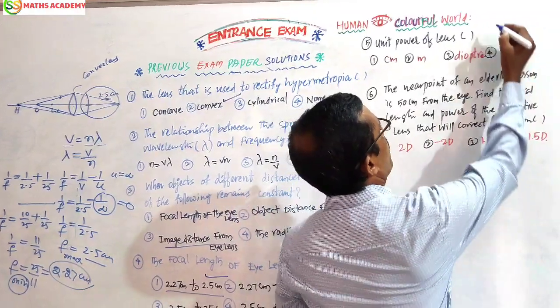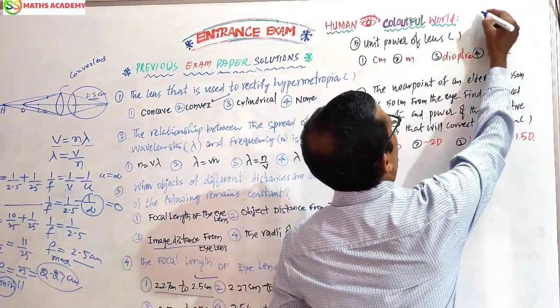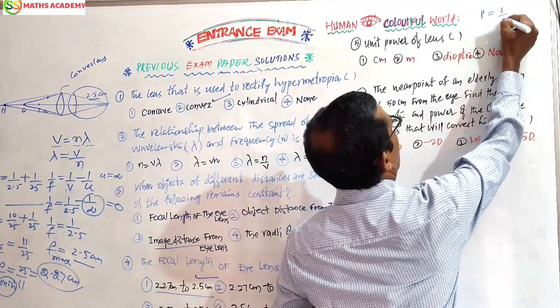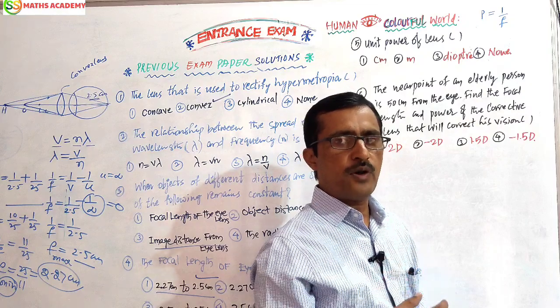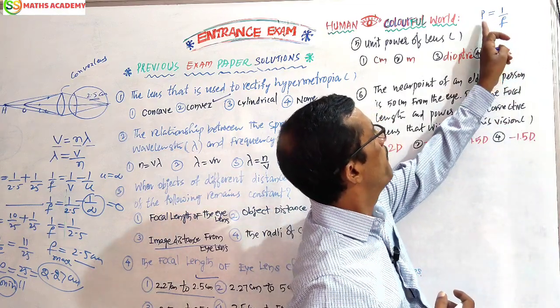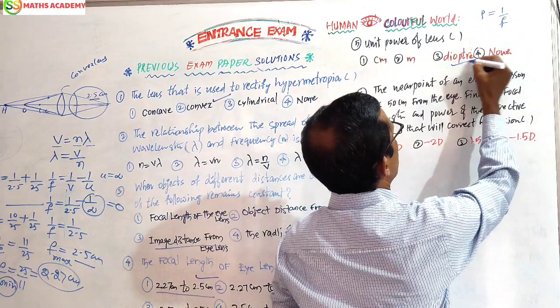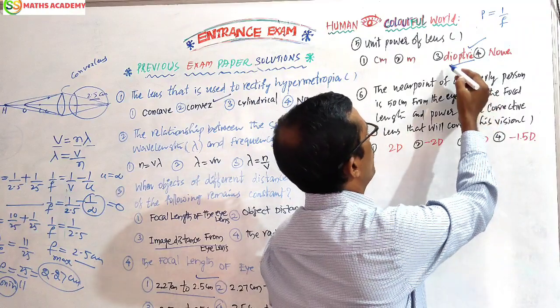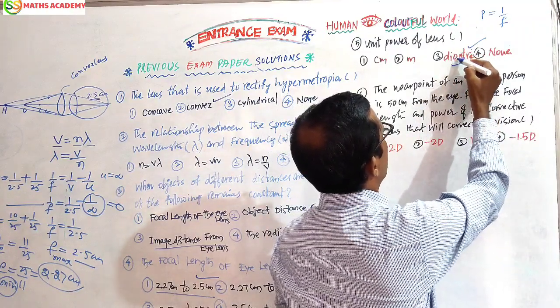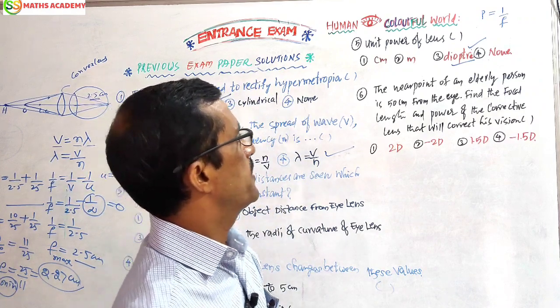So we have the formula. What is the formula? Generally, power P equals 1 by f, where f is the focal length. The reciprocal of the focal length is called power. Generally, the power is measured in terms of diopter. What, children? Diopter. Therefore, what is the correct option? So 3 is the correct option. 3 is the correct option.